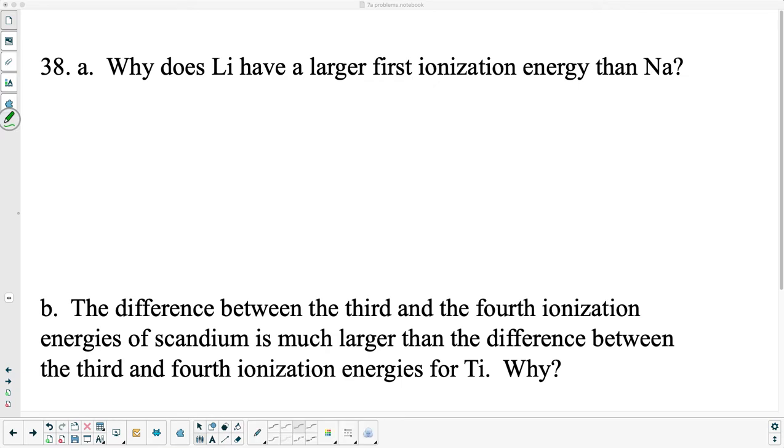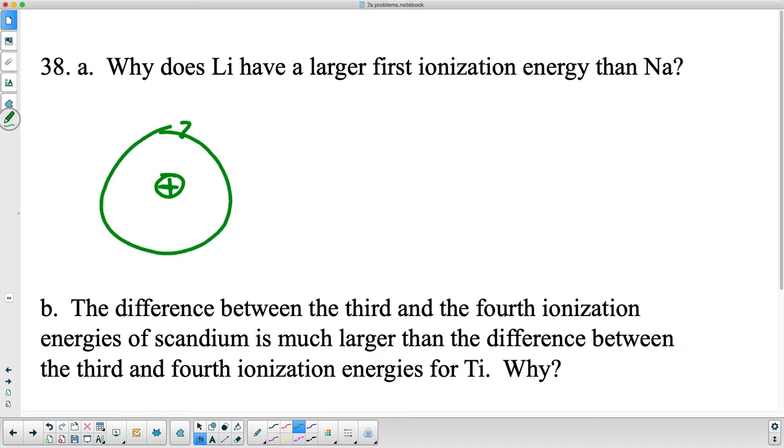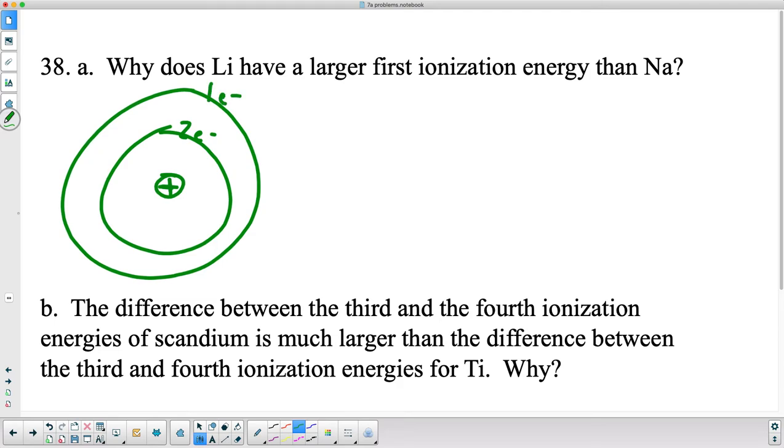All right, class, so this is part 2, starting with 38. Why does lithium have a larger first ionization energy than sodium? That is because if we look at the plus part of lithium, the nucleus there, we have 2 electrons here in the first major energy level, and then lithium has 1 electron there.